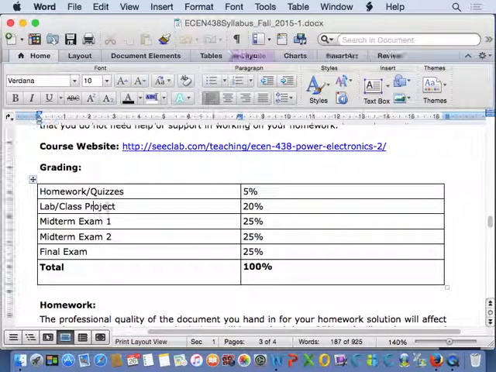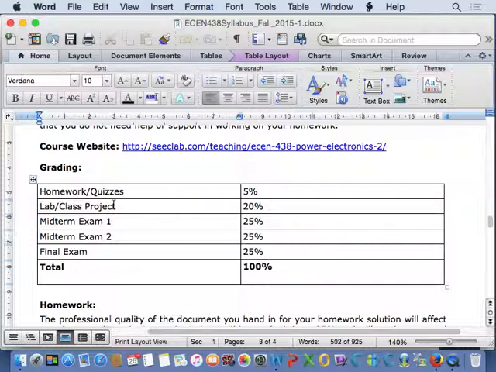Same thing with the class project. I'm doing that with the lab and the class project. You have a lab, a typical banana plug type lab approach, where you go through all the circuits that we're going to study and build them using the typical banana plug type labs that we've used before. However, there's another class project.